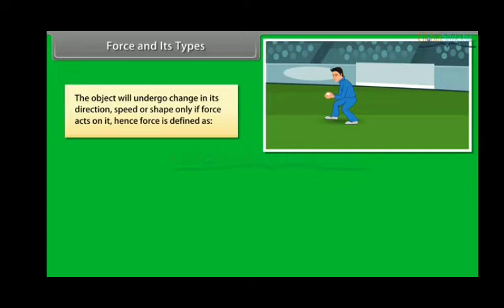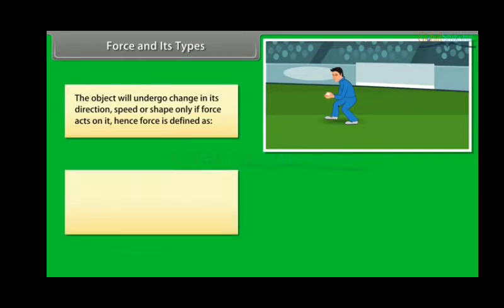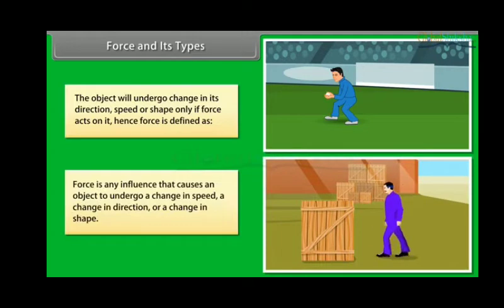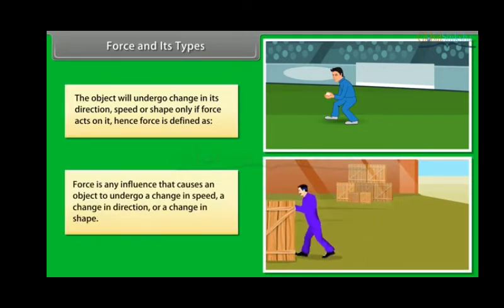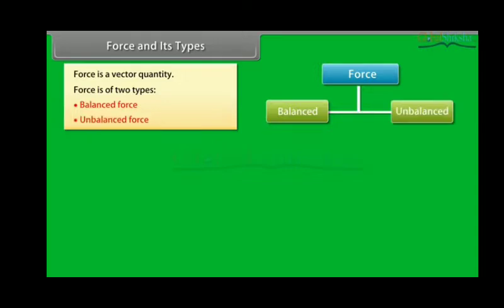Hence, force is defined as: force is any influence that causes an object to undergo a change in speed, a change in direction, or a change in shape. Force is a vector quantity. Force is of two types, balanced and unbalanced.